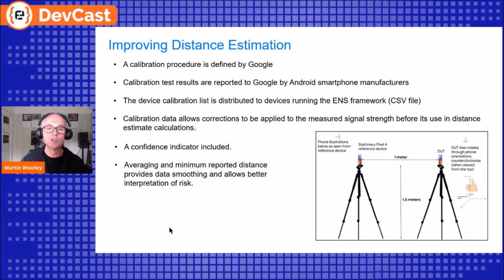Now, obviously, estimating how close 2 devices have been is an important part of any ENS system. So Apple and Google have taken steps to improve distance estimation using signal strength values and to ensure results are as consistent as possible across different makes and models of smartphone. They've published a calibration procedure which manufacturers are expected to perform, and they report the calibration results back. And there's a CSV file actually containing calibration data. It's got like 10,000 rows in it for each smartphone type, and that gets downloaded by the ENS framework to every phone. Calculations then take into account the calibration data to ensure that results are consistent. And the way the sampling of data works, there's some averaging performed as well, and that smooths the distance estimations, which of course is good given the noisy nature of RSSI readings.